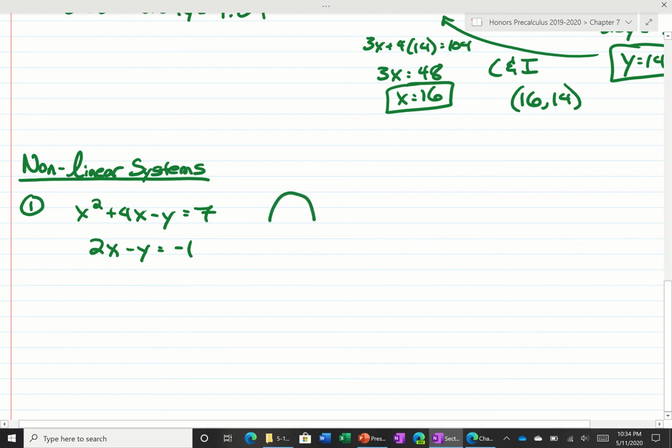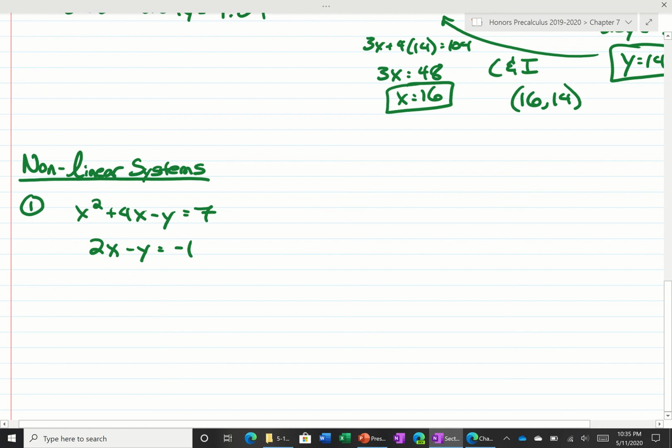One quadratic gives us a parabola. Two quadratics, like x squared and y squared, could give us an ellipse, a circle, or what's called a hyperbola. But the top one's going to be a parabola, and we have a line. So we're looking to see where a parabola and a line cross.